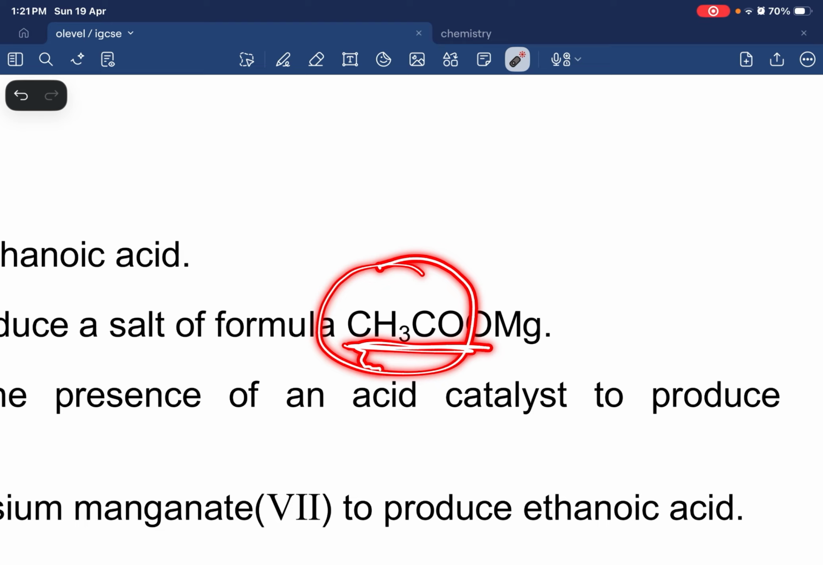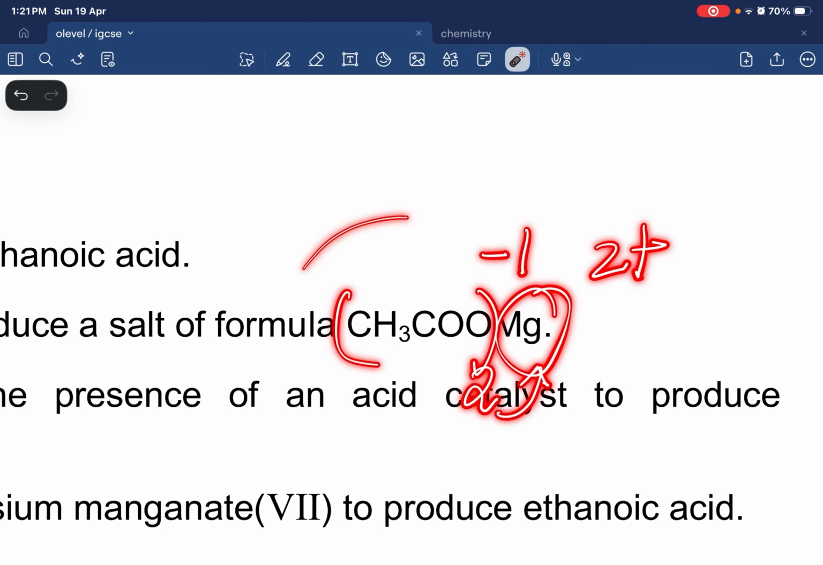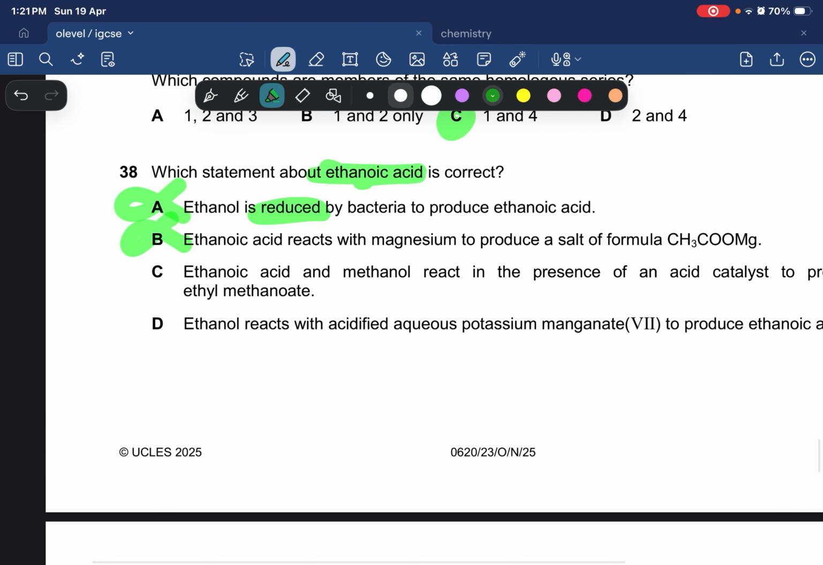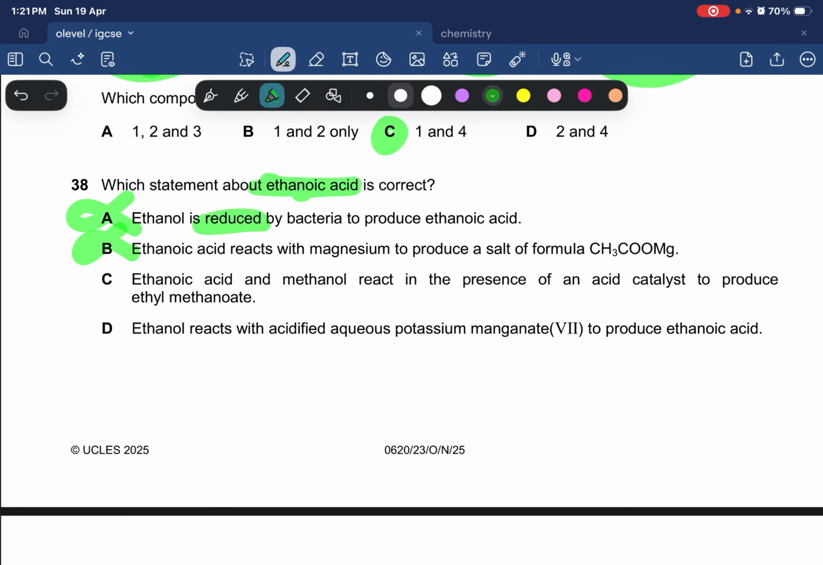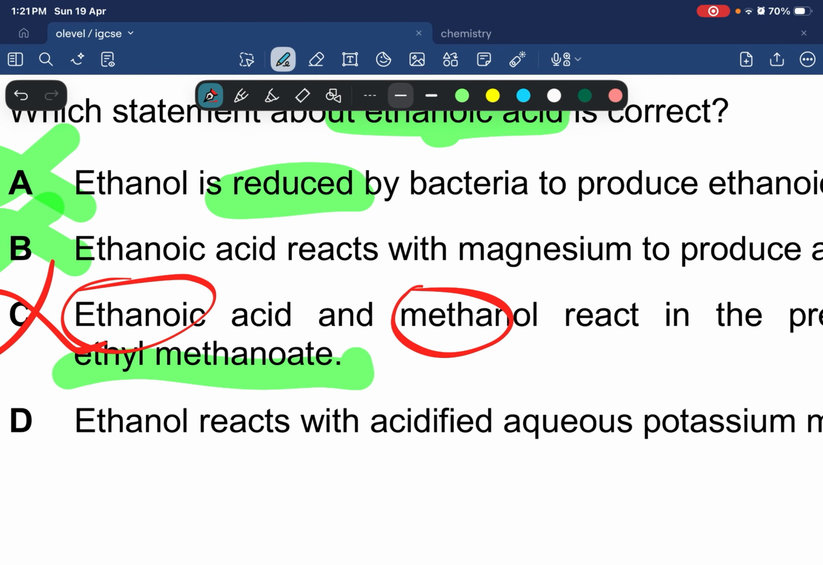Ethanoate, methanoate, propanoate, ethanoate. Ethanoate ion has a charge of -1. Magnesium has a charge of +2. So we need 2 ethanoate ions to balance out the magnesium. Over here, there's just 1 ethanoate ion. Incorrect. Ethanoic acid and methanol can react in the presence of an acid catalyst to form ethyl methanoate? No. To form methyl ethanoate. Methyl is the part of the alcohol. Ethanoate is the part of the acid.